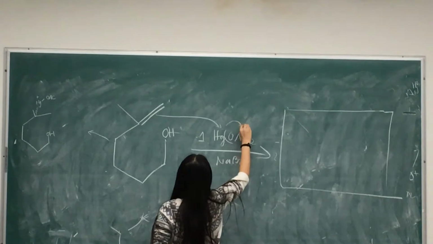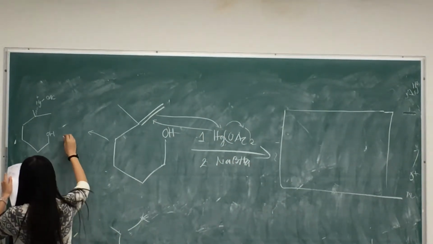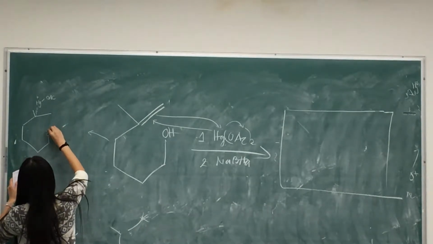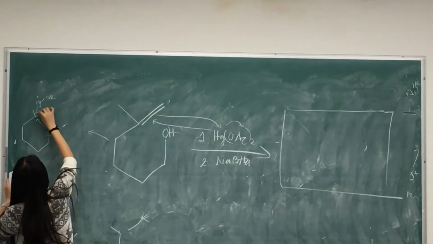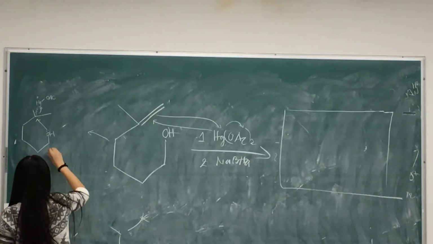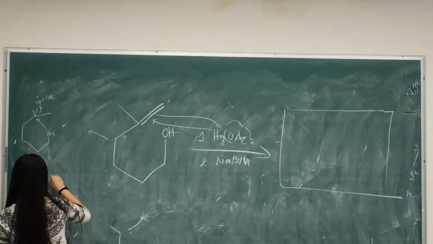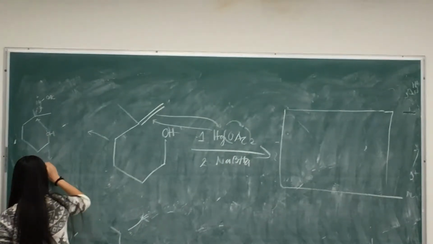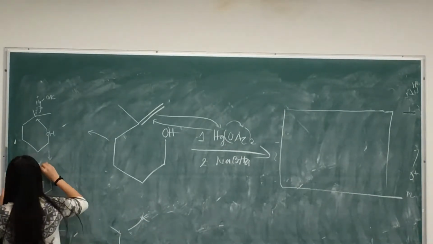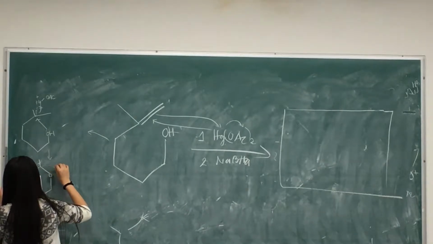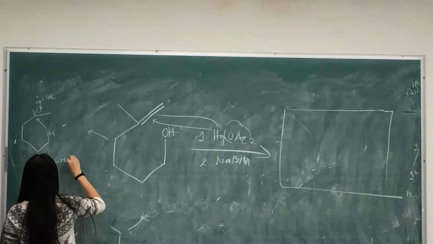NaBH4 is a reducing condition. And when you have number one and number two, it means number one finishes, and then number two. So the mercury is removed from this one after the first step. And then the second step gives your product. Yes. Perfect. Joey, how are you doing?